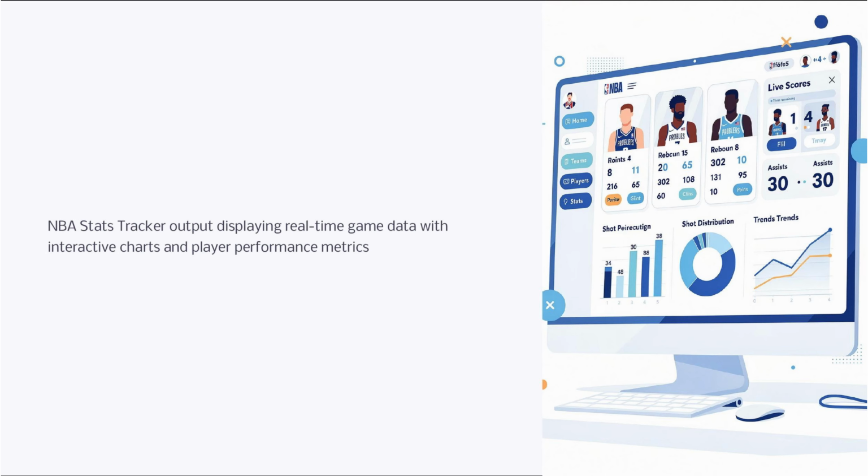The National Basketball Association Stats Tracker provides real-time game data, offering interactive charts and detailed player performance metrics. Users can analyze shooting percentages, rebounds, assists, and more, enabling a comprehensive understanding of game dynamics. This tool is essential for fans and analysts seeking in-depth insights into team strategies and player contributions during live games.